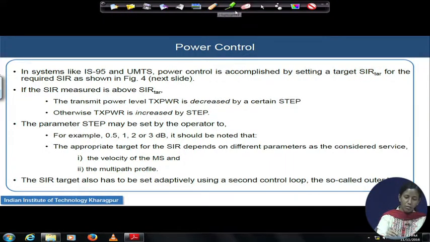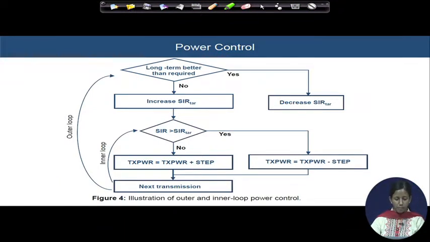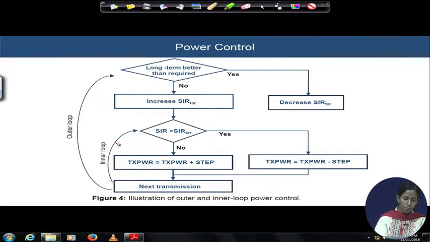Now, let us see the whole part. So, this is the figure. As discussed earlier, it has 2 loops, one is the inner loop and one is the outer loop. I can say that the inner loop is observing over the short duration, and the outer loop is observing over the long duration.